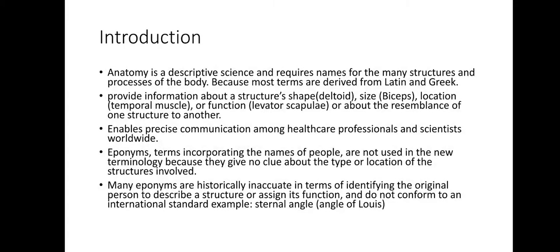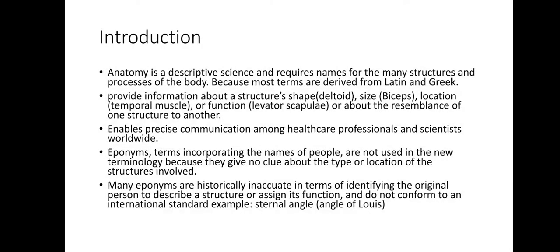Then, in these anatomical words, there are some words which are made depending upon the structure's shape, such as the deltoid, size of the muscle, biceps, location, temporal muscle in the temporal area, or function, such as levator scapulae. Scapula is a bone, levator means to elevate, so a muscle that elevates the bone is levator scapulae, or resemblance of one structure to another.